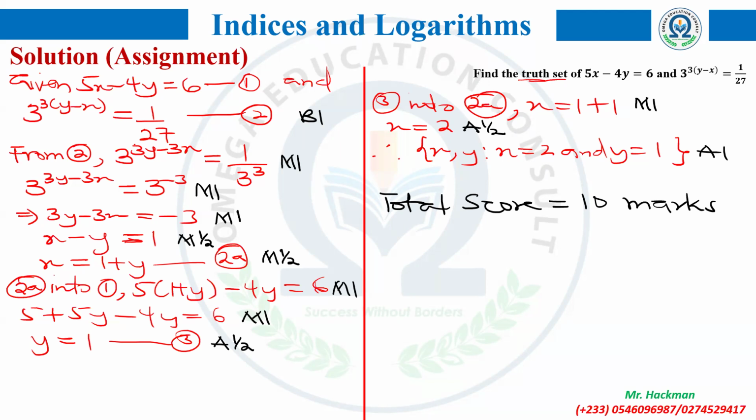All right. So as always, we'll accept any other valid alternatives. If your method is valid, we'll look at that before we give you the full score.